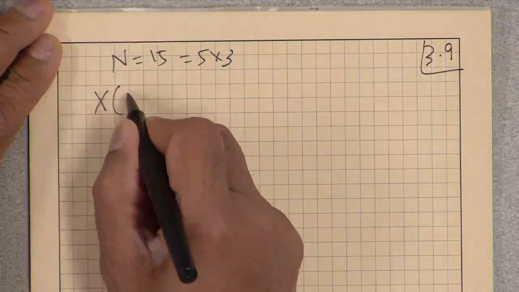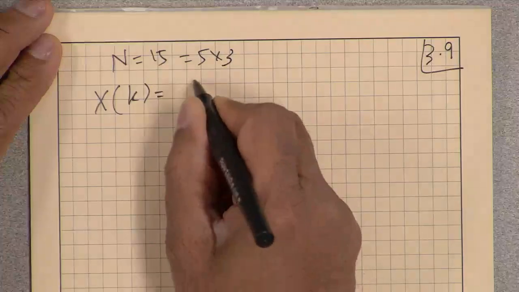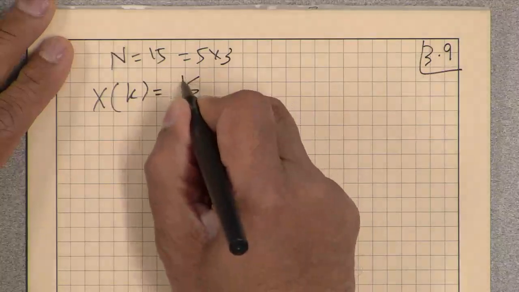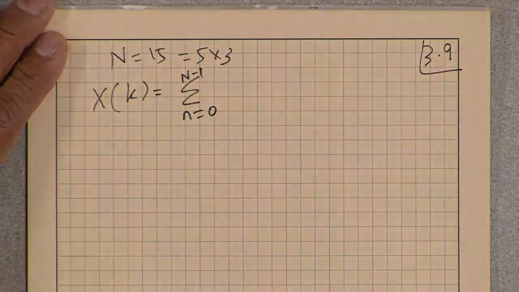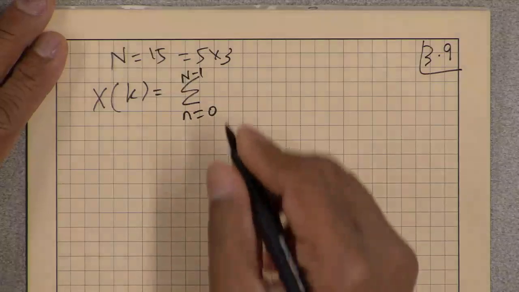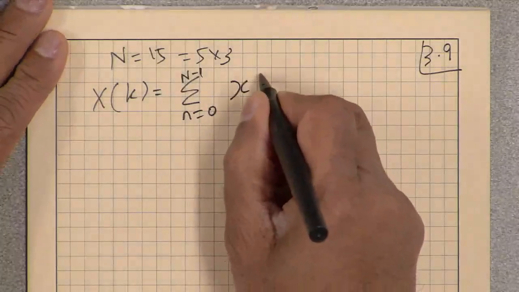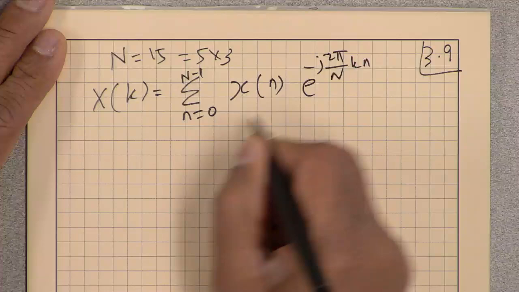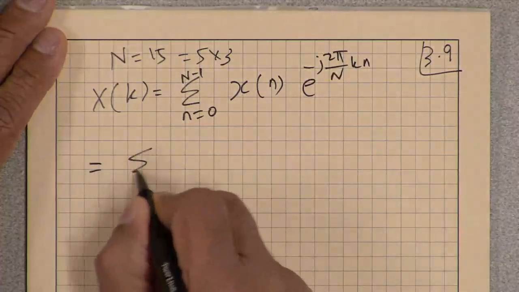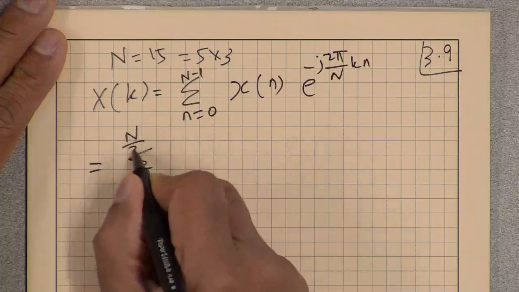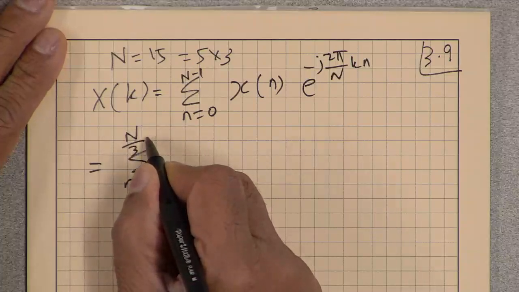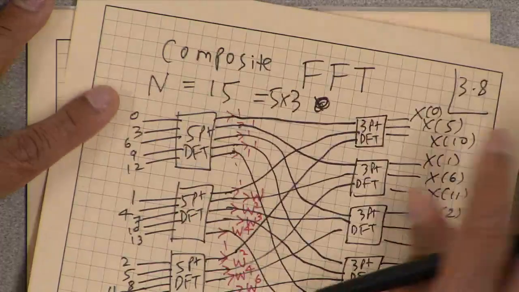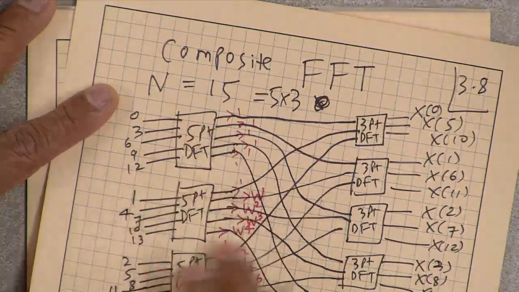So Xk is equal to the sum over n equal to 0 to N minus 1 of xn e to the power minus j 2 pi over N kn, and this can be written as n equal to 0 to N by 3 minus 1, because I'm describing these as N by 3 points, so that's really N by 3.